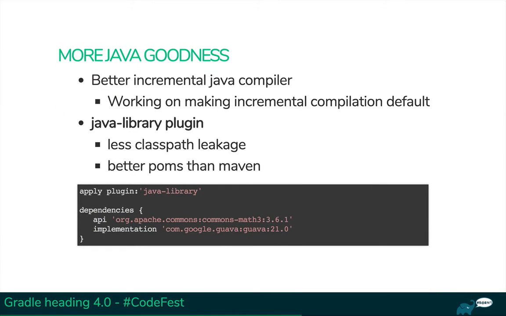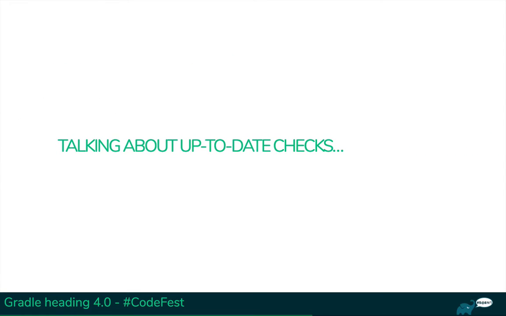There's more Java goodness to come. So we talk about incremental compiler. So we're about to make incremental compiler the default. We invested a lot in there. And there's a new Java library plugin, which allows you to create better POMs, to share better, to manage your dependencies better by leaking less class paths. And actually it provides better POMs than Maven. If you want to discuss that later on, just let me know.